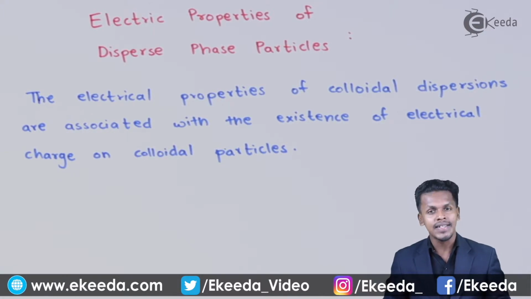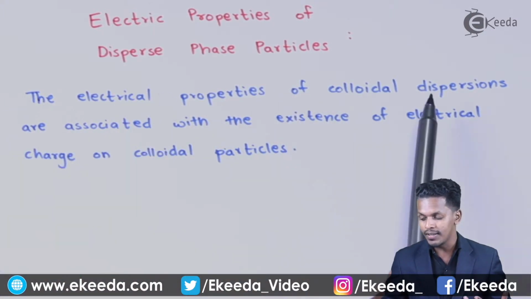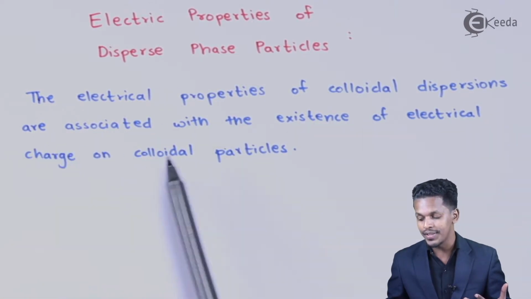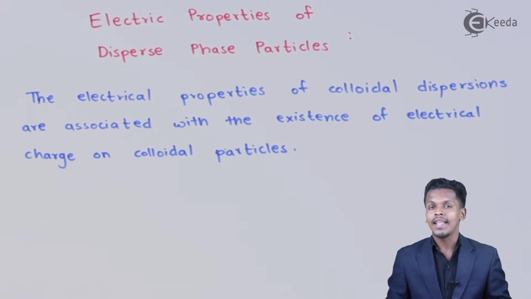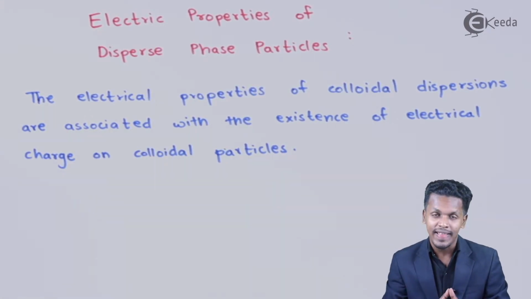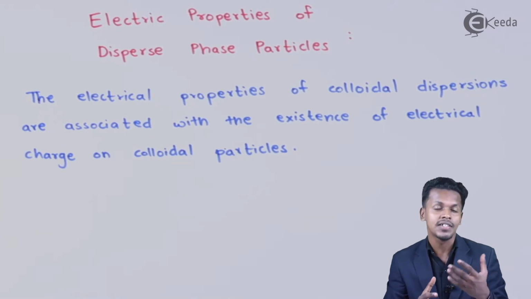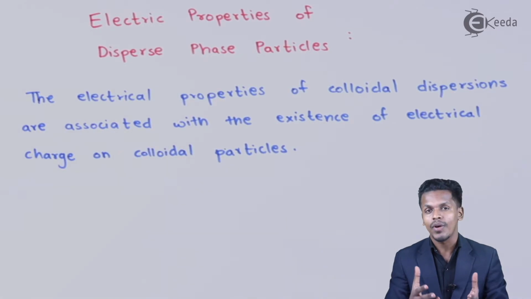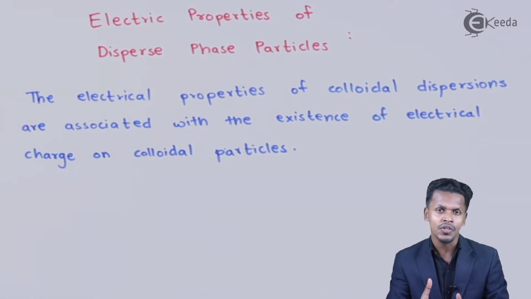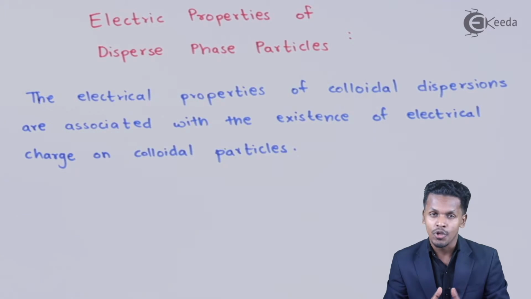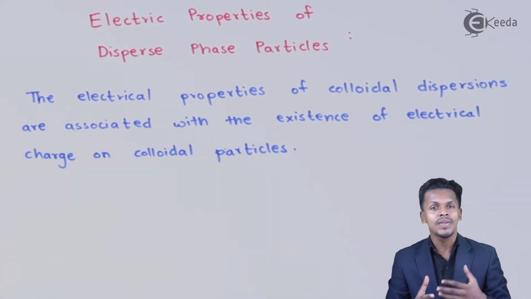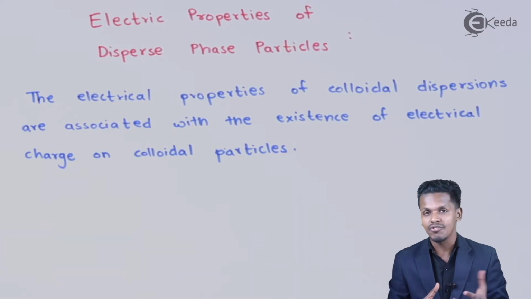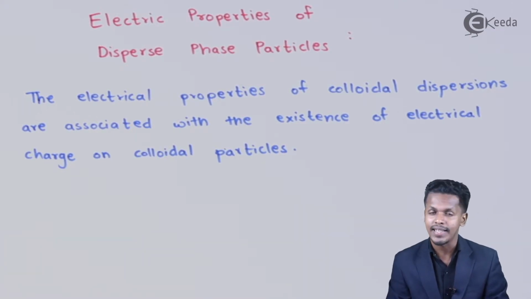For that we should understand that the electrical properties of colloidal dispersions are associated with the existence of electrical charge on the colloidal particles. And we know that a colloidal solution also consists of an electrolyte, and that's the reason the colloidal particles, that is the dispersion medium as well as the disperse phase, can acquire a positive charge or a negative charge. This phenomenon arises because of adsorption. During this process a particular colloidal particle could acquire the positive or the negative charge on it. And how? Let me tell you about that also.